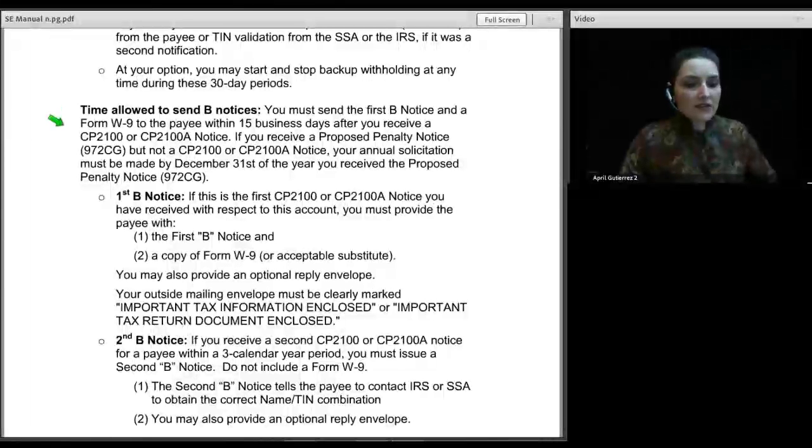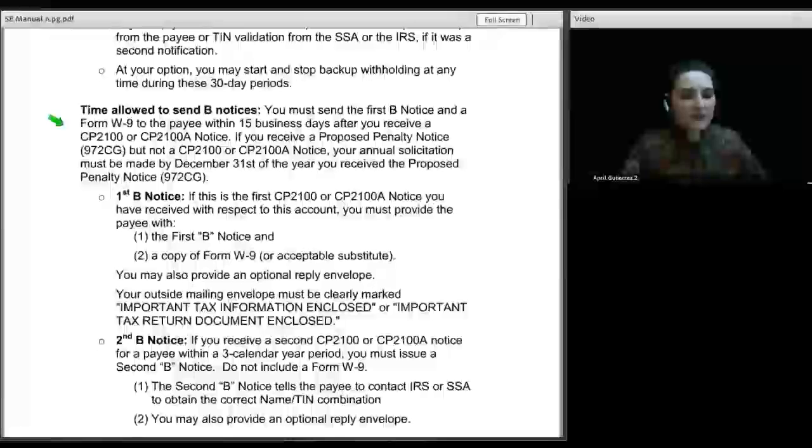Time allowed to send B notices. You must send the first B notice and a Form W-9 to the payee within 15 business days after you receive a CP 2100 notice. If you receive a proposed penalty notice but not a CP 2100 notice, your annual solicitation must be made by December 31 of the year you receive the proposed penalty notice.